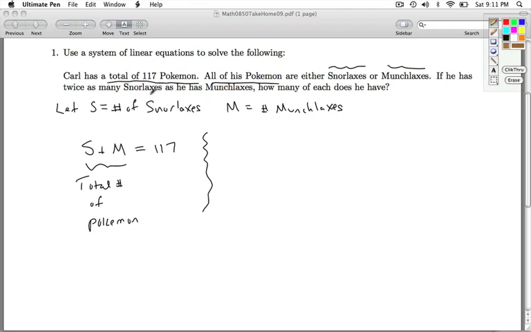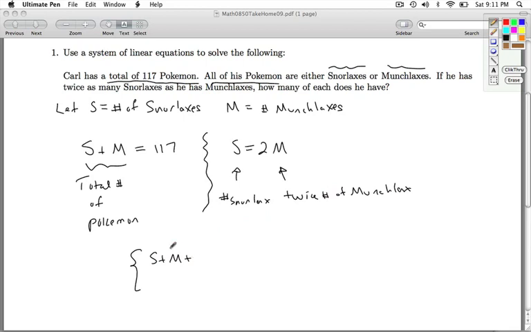Whatever the Snorlax count is, S, it's gotten by twice the Munchlax count. So S equals 2M. So S is the number of Snorlax, and this is twice the number of Munchlax. So these are our two equations. So together, if I write them together, I have a system of equations. S plus M equals 117, and S equals 2M.